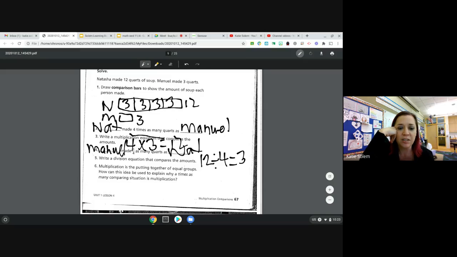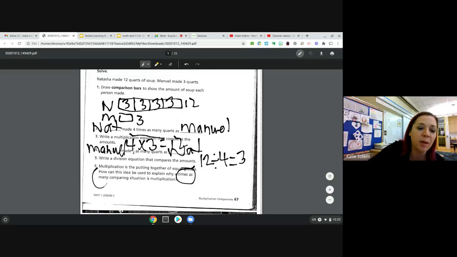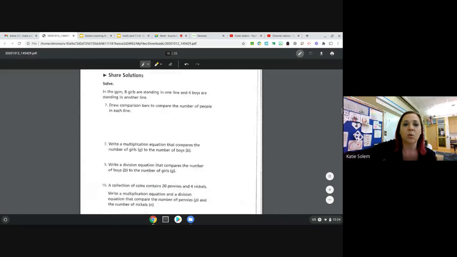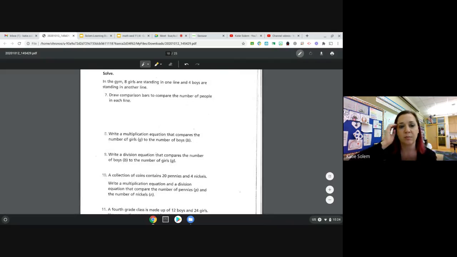Multiplication is the putting together of equal groups. How can this idea be used to explain why a times as many comparing situation is multiplication? Well, the clue right now is if it says times as many, that word times pretty much tells us that we need to multiply. I'm going to go on to the next page. Let's flip over. We are going to solve some problems.